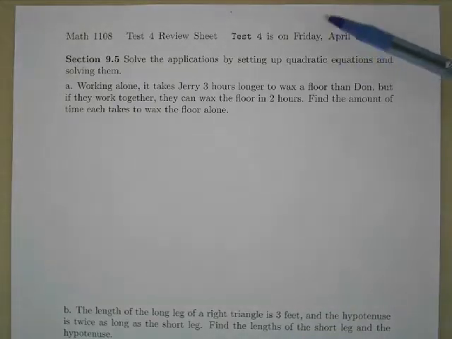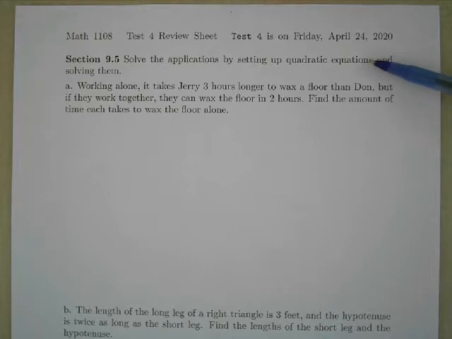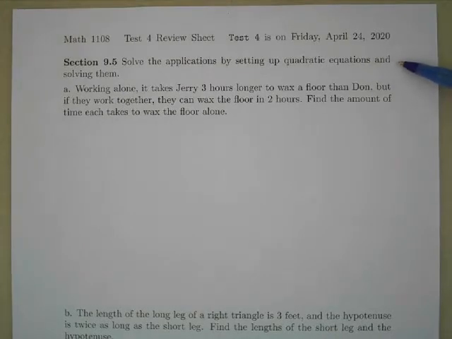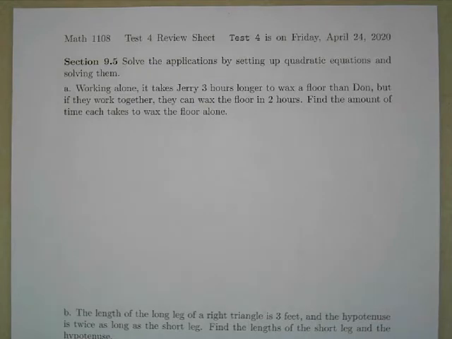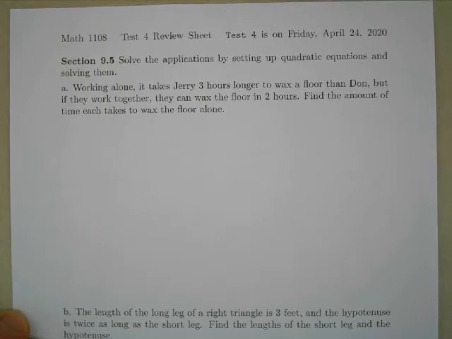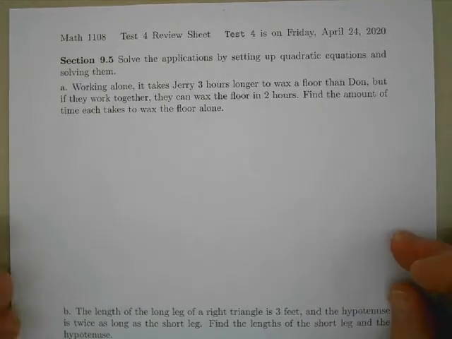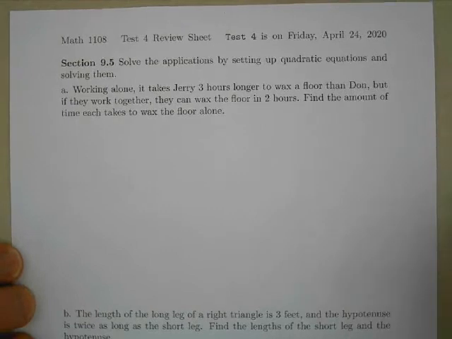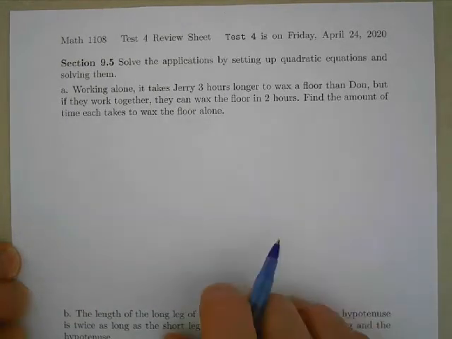Math 1108 Test 4 Review Sheet, Section 9.5, Solve applications by setting up quadratic equations and solving them. In Part A, working alone, it takes Jerry 3 hours longer to wax a floor than Don, but if they work together, they can wax the floor in 2 hours. Find the amount of time it takes each to wax the floor alone.